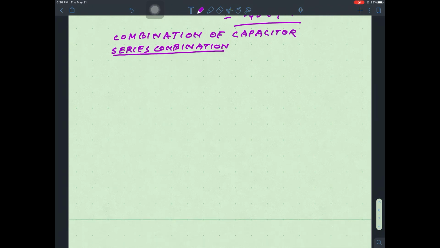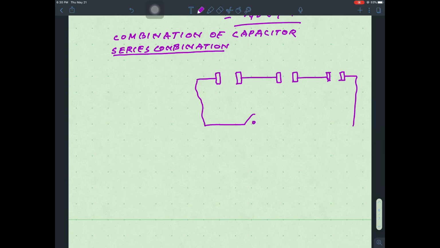What is that series combination of capacitors? Suppose there are three capacitors I am taking, and these three capacitors are connected with the external source, together with the battery, in this way. This is the capacitor C1, this is the capacitor C2, this is the capacitor C3.